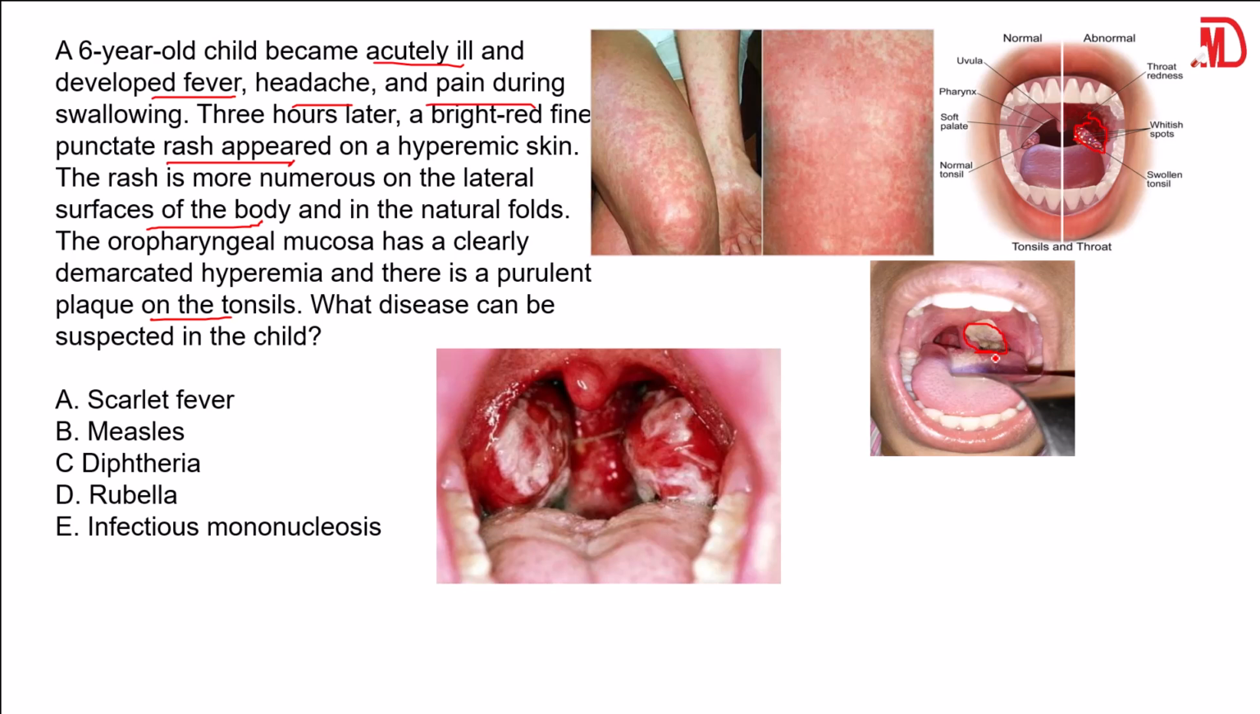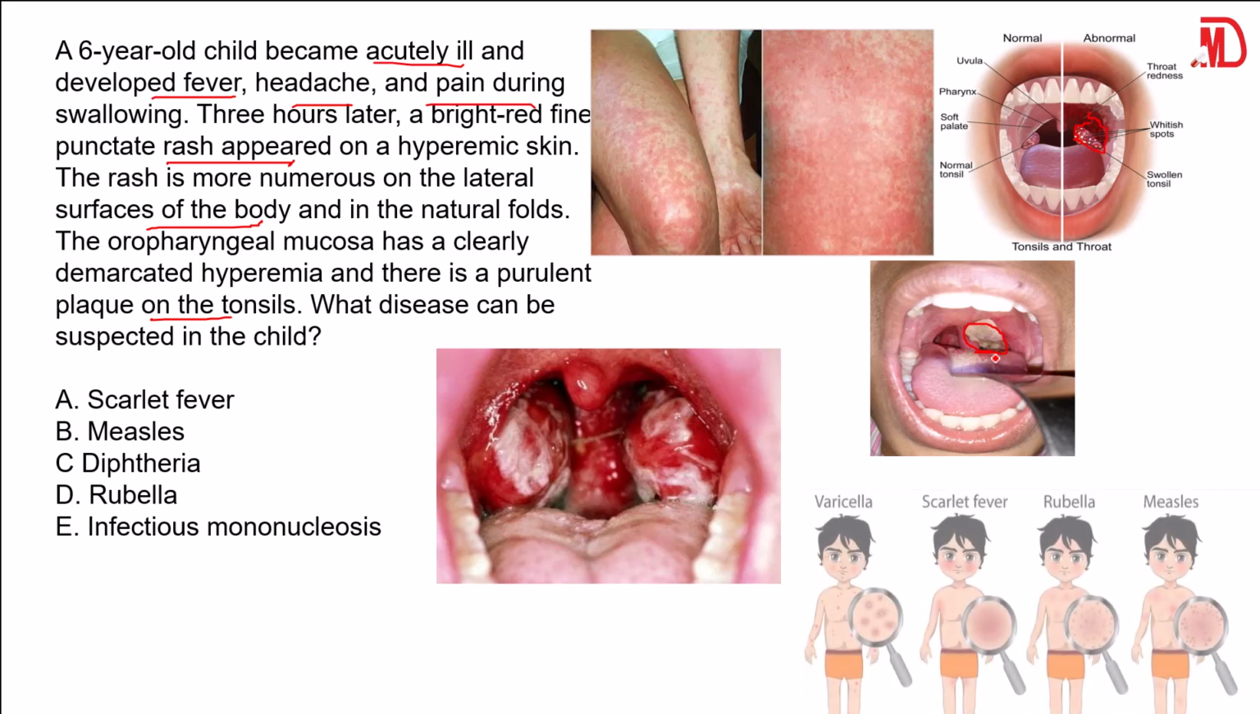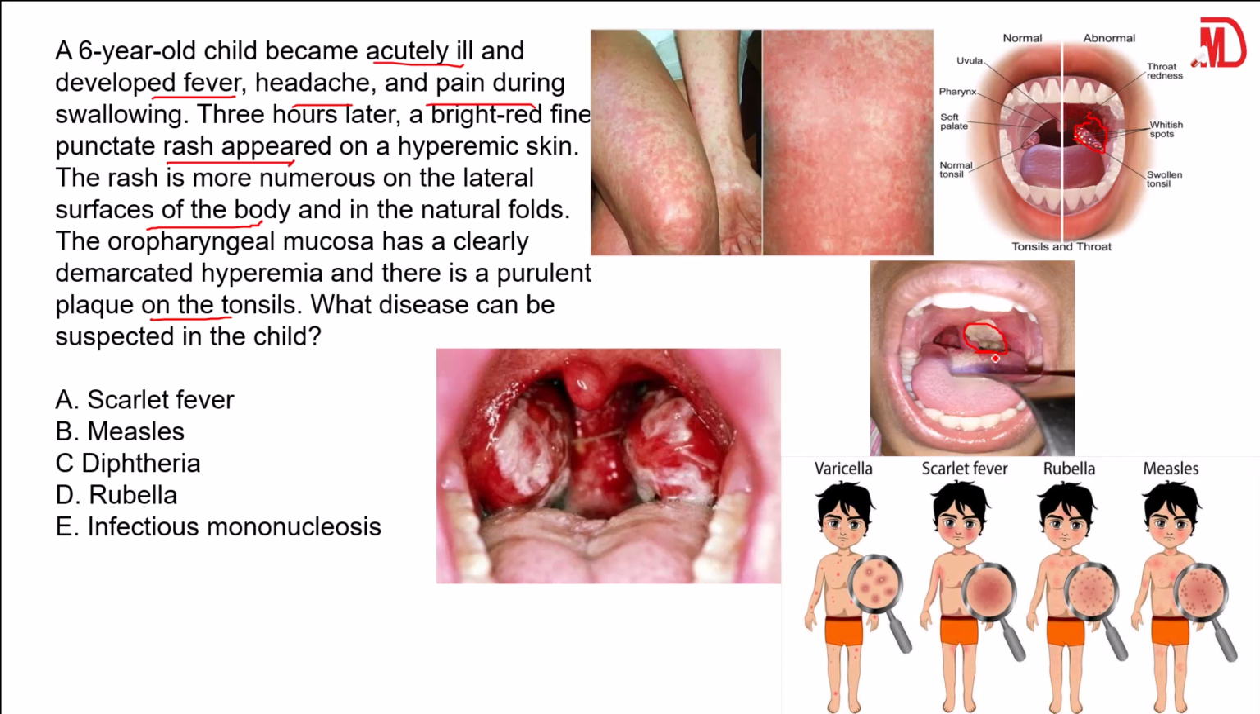So that's how diphtheria looks. And for the others, I just brought this diagram to show you the differentials. You can see what we call varicella, scarlet fever, rubella, and the measles. How do we differentiate between all of these things?